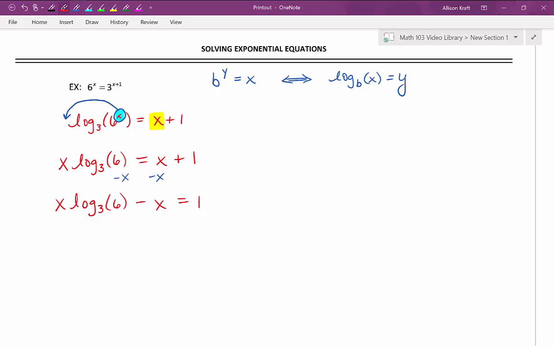All right, now we have all the terms containing an x on one side, and we are going to factor the x out. This leaves us with x times log base 3 of 6 minus 1 equal to 1. Our last move to solve for x is to divide by this factor in the parentheses.